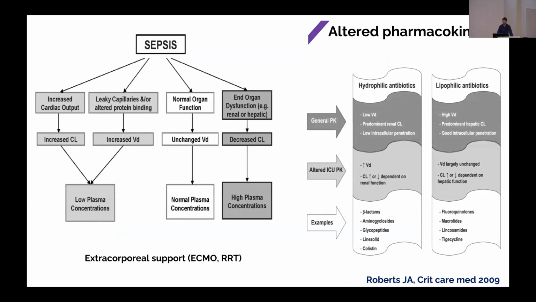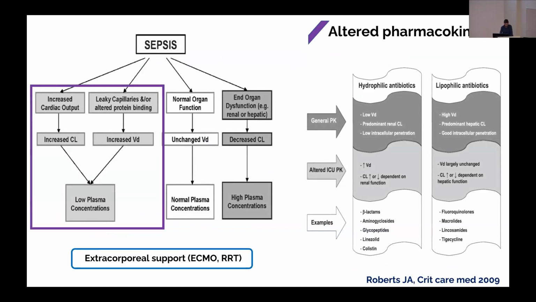Very briefly, we know that antibiotics are exposed to a lot of pharmacokinetic alteration driven by two main mechanisms: change in volume of distribution and change in clearance, especially renal clearance, which lead to a high risk of underdosage. If we add extracorporeal support, such as ECMO and renal replacement therapy, that leads to even more unpredictable concentrations. And which antibiotics are the most exposed to these PK alterations? Hydrophilic antibiotics, such as ß-lactams.